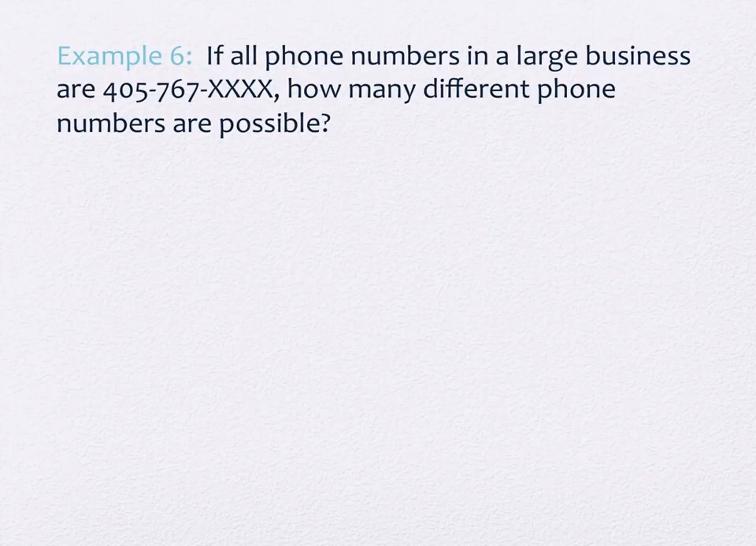But let's do an example. So we have phone numbers in a large business. OBU would be an example. If you looked at any of the numbers at OBU, it's 405-585. That's our numbers. This one is 405-767. Okay? So we have a business and all the phone numbers look like this. How many different phone numbers are possible? Well, those last 4 places, those X's are numbers, right? How many number options do we have in each one of those places?